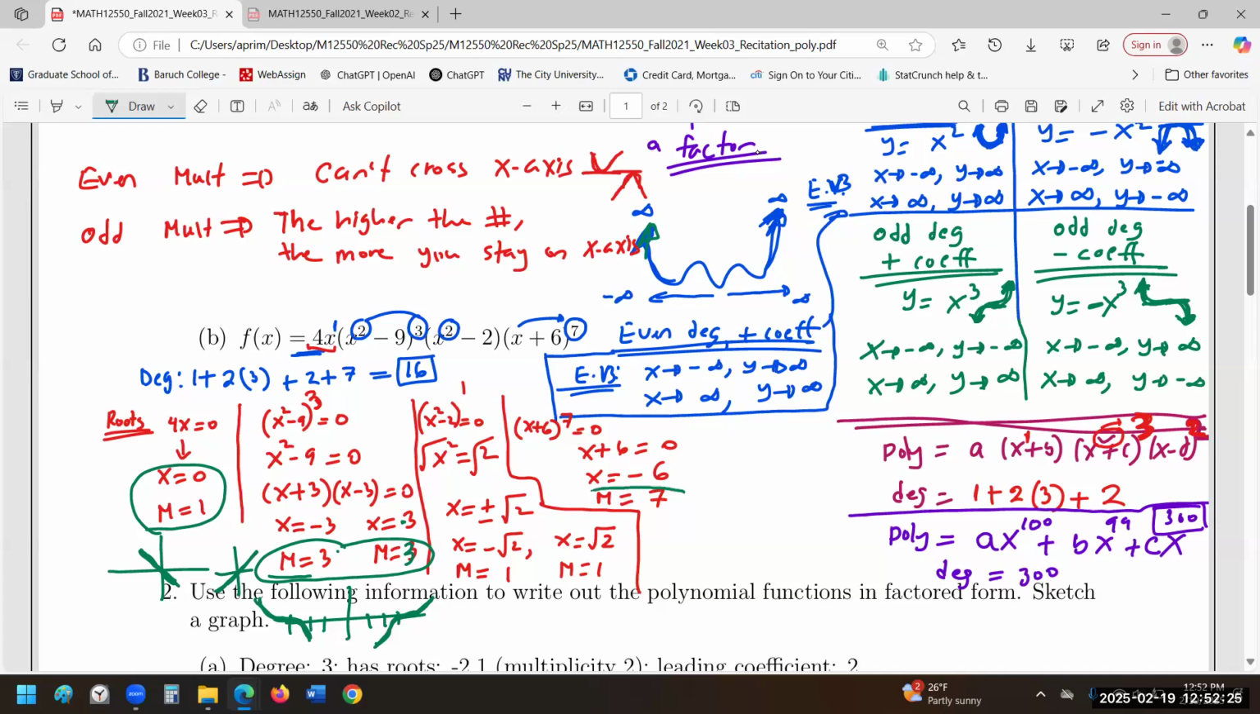Now here we have a multiplicity 7. What does that mean? When x is negative 6, you're lying down so much and then you're crossing it. So the higher the odd number is, the more you lie down on the x-axis and then you cross it. Okay. So even means you cannot cross. Odd means the higher the number, the more slanted you go. You cross the x-axis.